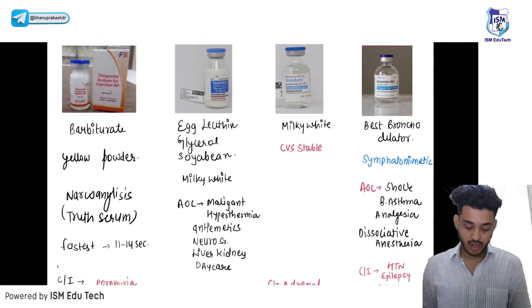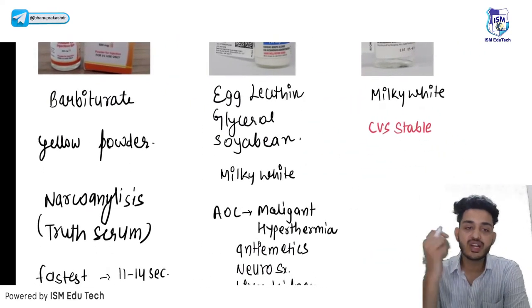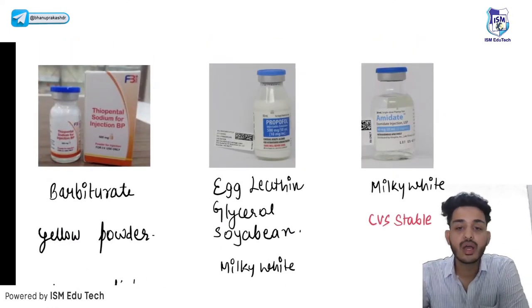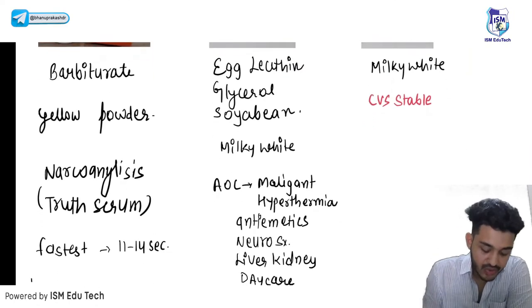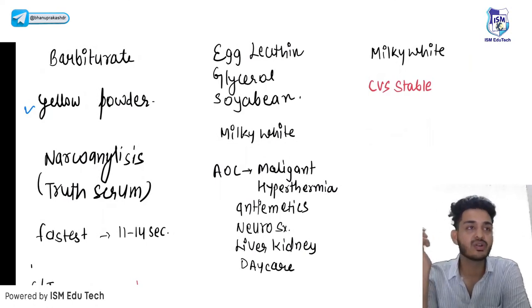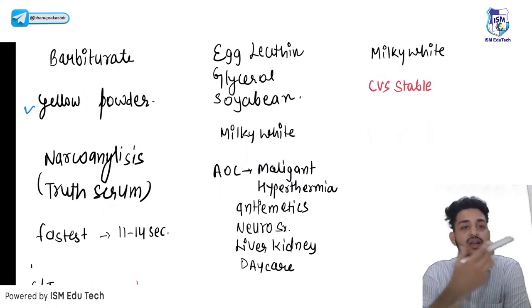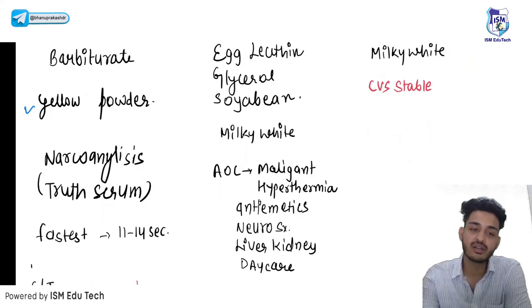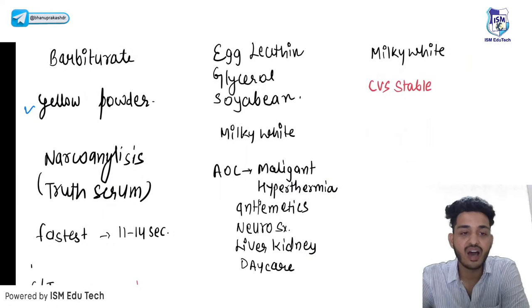One by one, all of them. This one is your thiopentone. Thiopentone belongs to which class? Thiopentone belongs to class of barbiturate. It is a barbiturate, right? So it will be looking like a yellow powder, and it will be utilized in the narco analysis as well. What is narco analysis, guys? Anyone? Movies dekhe tum logon ne, you have seen movies, someone is coming and injecting something, okay, injection lagaya, then the patient will start telling all the truths, right? All the truths. So that is your narco analysis.